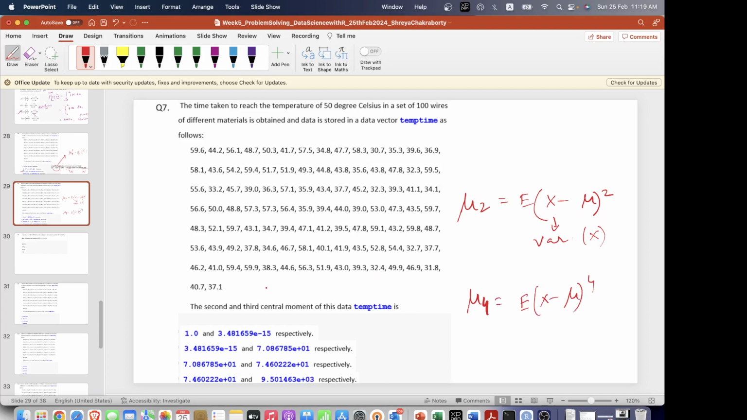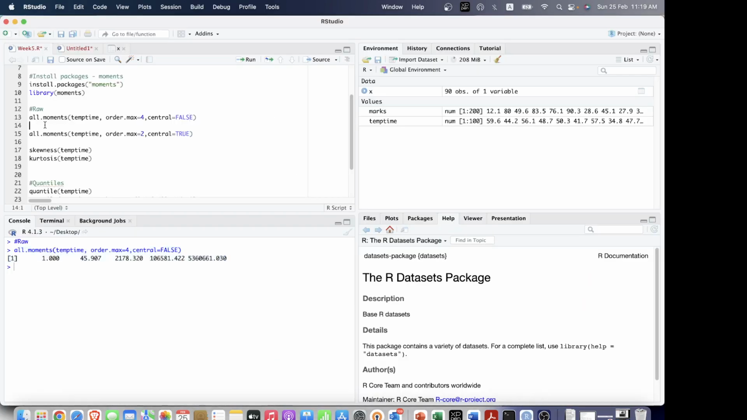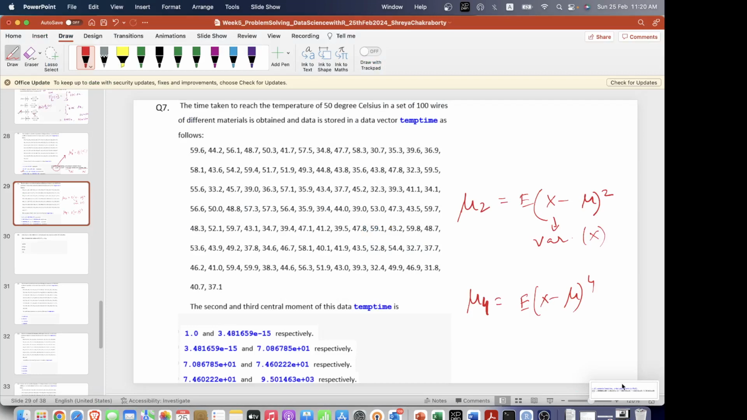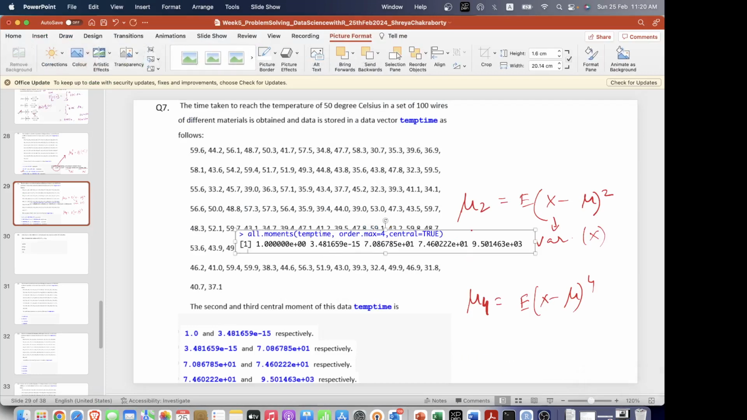Now let us just find out these from R. So when we are asked to find out the central moment, we just have to give all dot moments, the vector where we have entered our data, order dot max equal to again 4, and the central flag we have to set it to true. Alright, so if we just enter it, so now we have this data set over here.